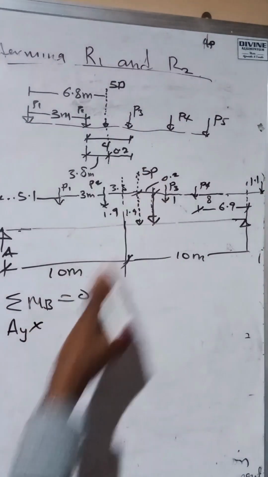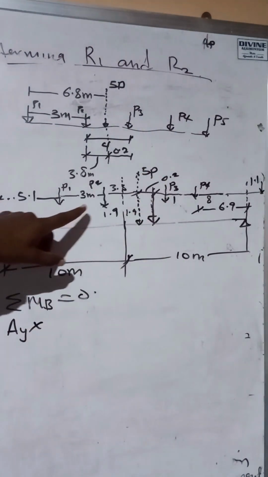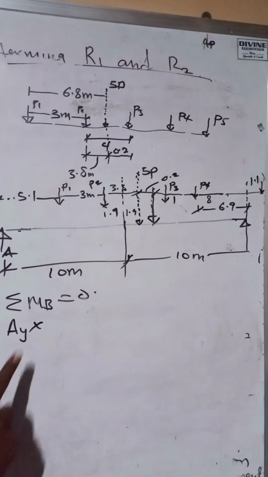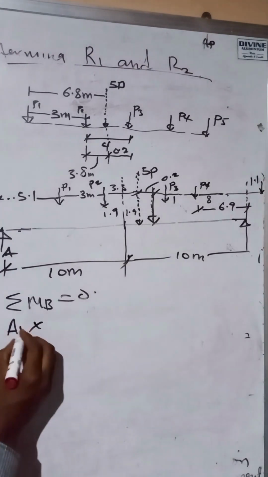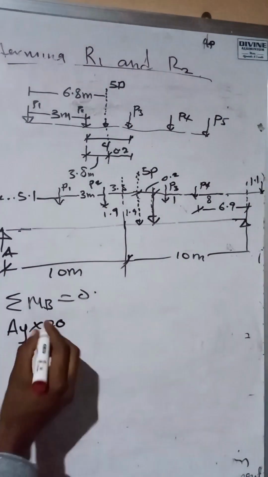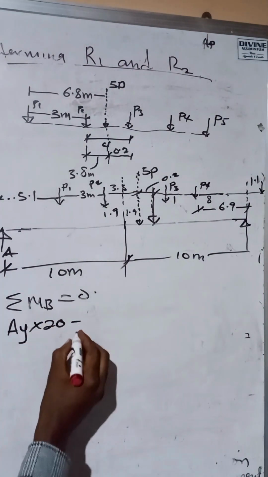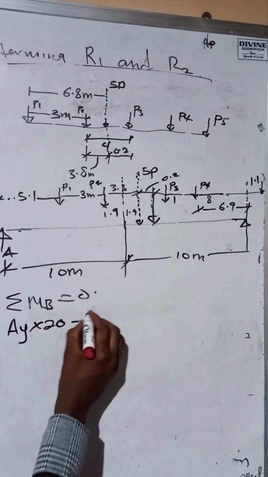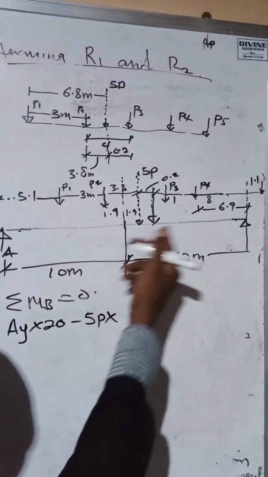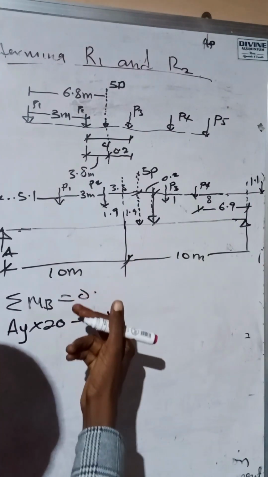AY times... Instead of taking each of the loads one by one and getting the total moment, we already have the resultant load and we know where it's acting, so we can easily get the moment with respect to AY. So let's say AY times 20, minus the resultant load, which is 5P, times 6.9.